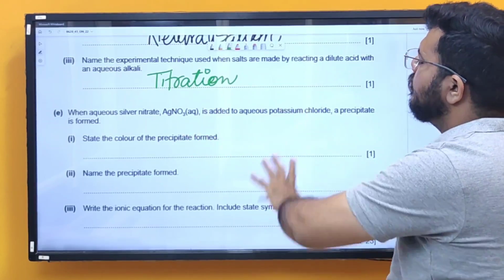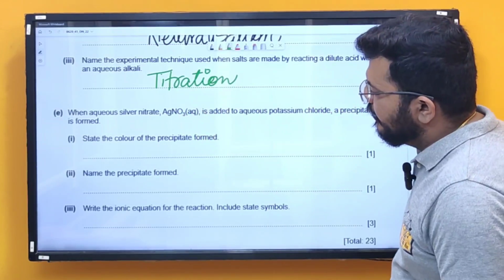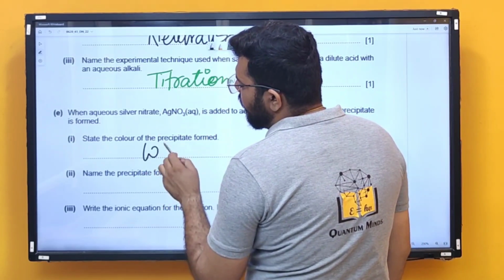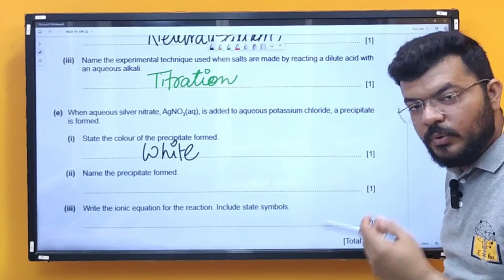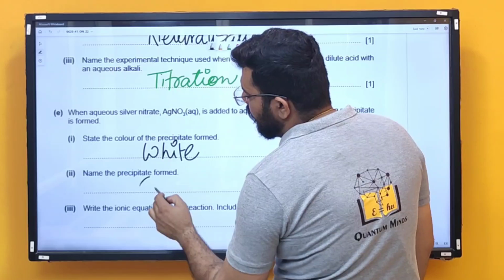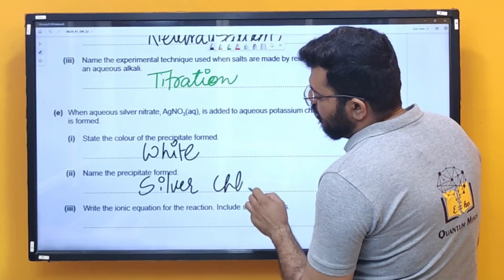When aqueous silver nitrate is added to aqueous potassium chloride, a precipitate is formed. All nitrates are soluble, all salts of potassium are soluble. State the color of precipitate. Silver chloride is a white precipitate. Name the precipitate formed. Write the name, not the formula. Silver chloride.